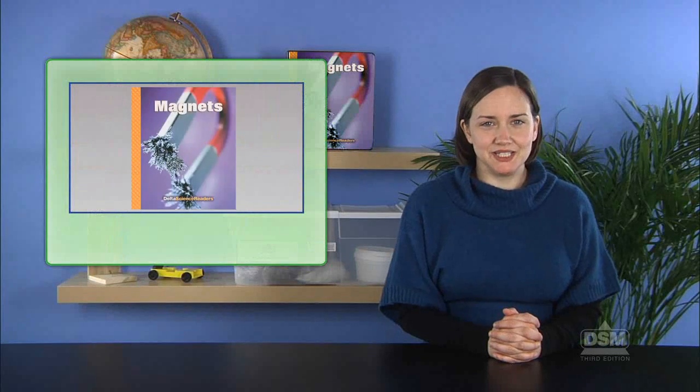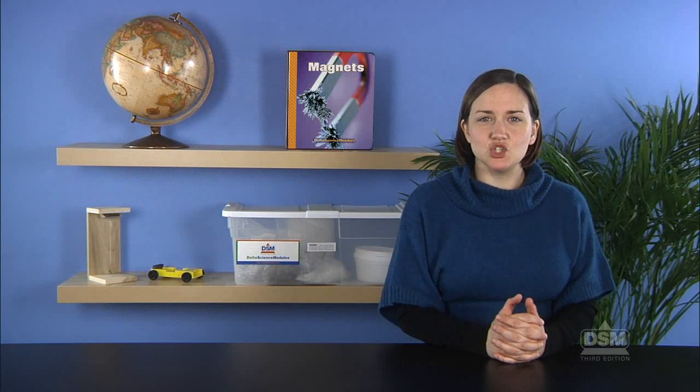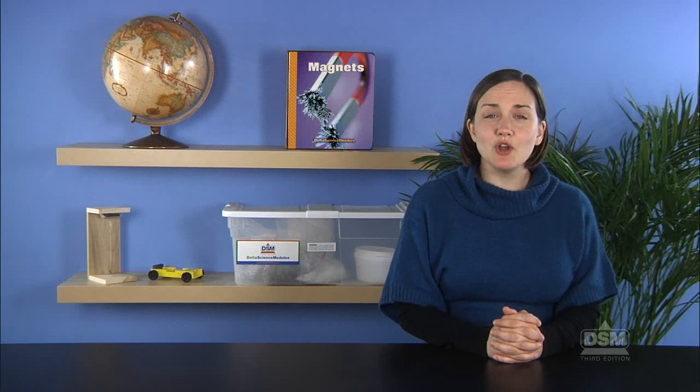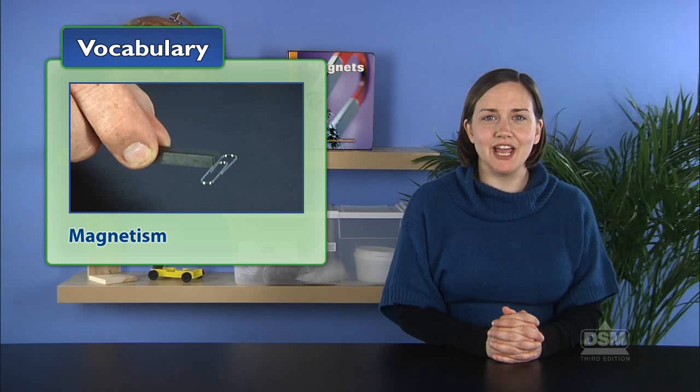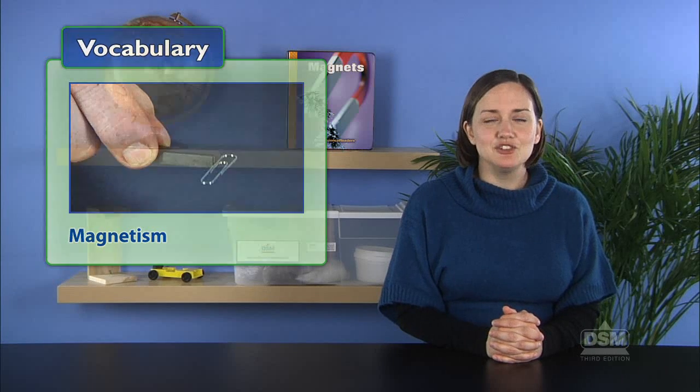In the module Magnets, students learn about objects that attract other magnetic materials, such as iron or steel. This attractive force is called magnetism, a natural physical property that was first discovered by the ancient Greeks. Students learn the common characteristics magnets share.